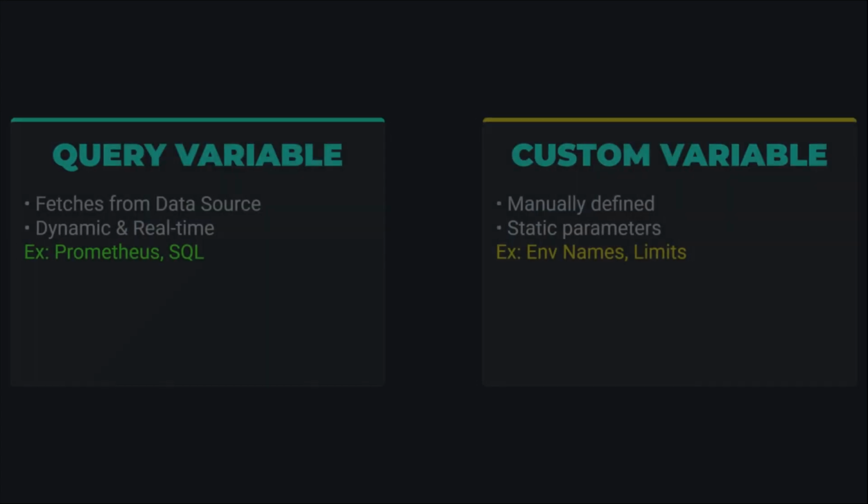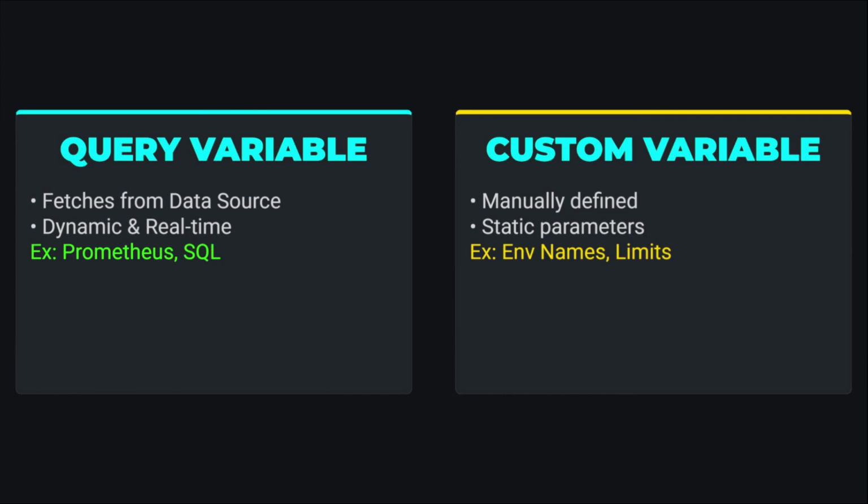user selection. We begin by defining the two primary variable types, query and custom. Query variables dynamically fetch values, such as service names or host identifiers, directly from the connected data source, typically Prometheus or Postgres. Custom variables are defined manually within Grafana, useful for static configuration parameters, like environment names or predefined thresholds. Understanding this distinction dictates the refresh strategy and data source interaction required for effective ITSM visualization.